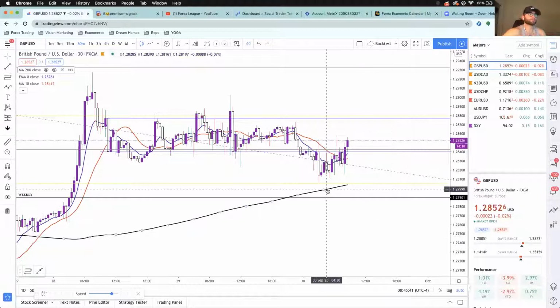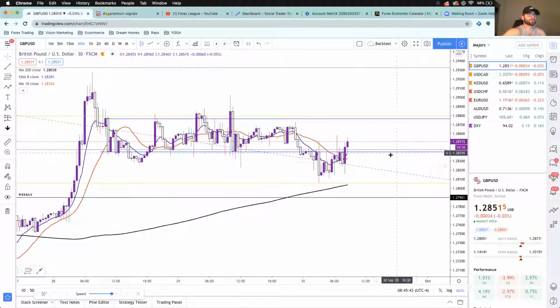So just wanted to come back on GU. Look at all these pairs. It's popping back into this range. So we're going to have to replay this. We're going to update this for you guys.